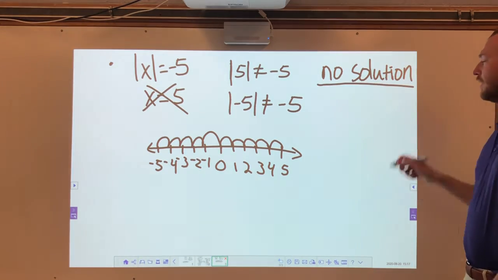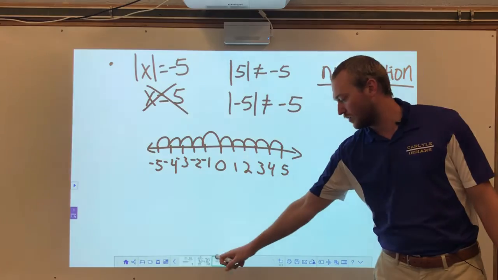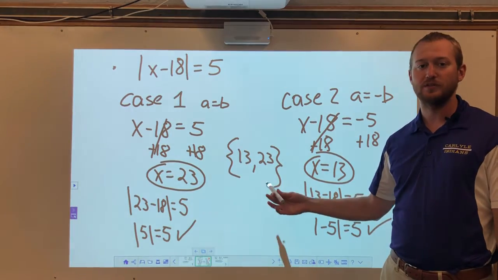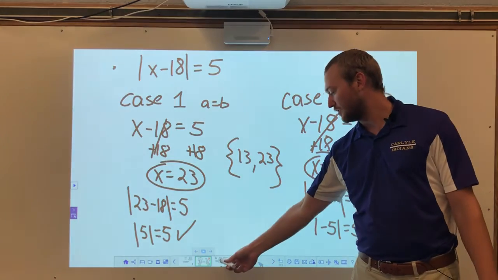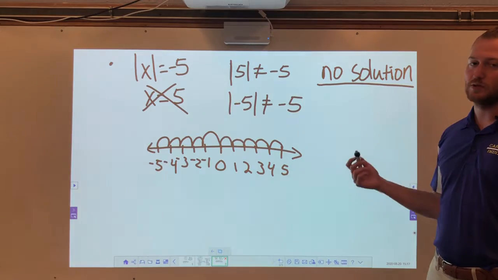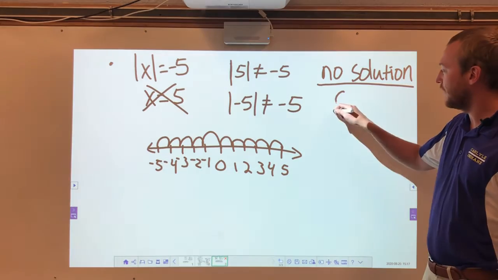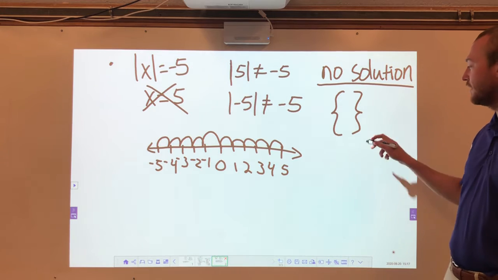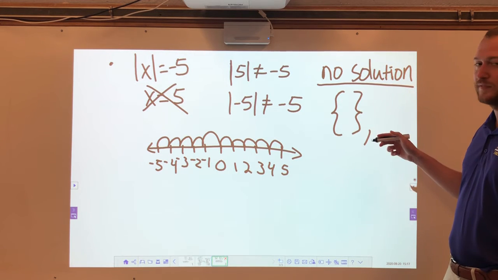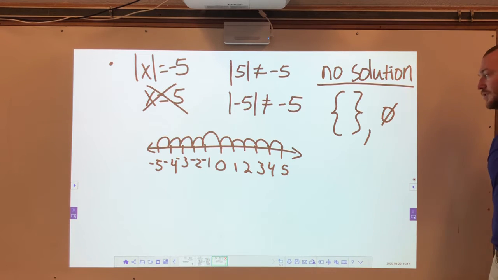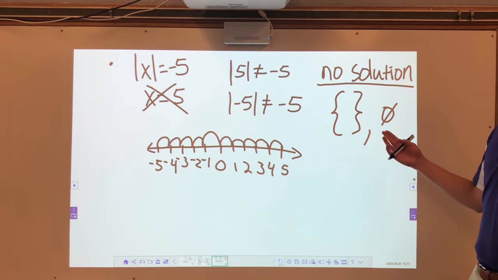Remember, we had a solution set. We had a set of numbers. We had two numbers that worked. Here we don't have any numbers that work. There's no solution. There's two different ways you can represent that. You can have an empty set, just curly brackets with nothing in there. Or the way I prefer, because I mess up my curly brackets a lot, is just showing a 0 with a line through it. No solution.